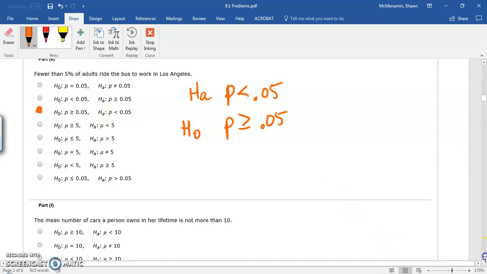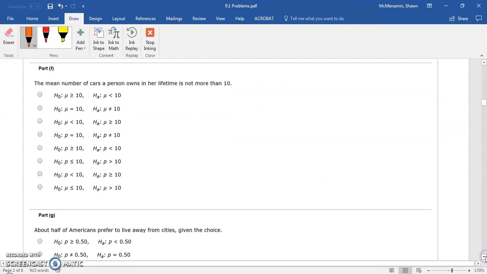The mean number of cars is not more than 10. So mean, we're going to use mu. Now, not more than. Think, the gift is not more than $10, so 10 or less. Not more than is less than or equal to. The opposing view would be greater than 10. This is your alternative. This is your null. So your answer is going to be this one, less than or equal to 10, greater than 10.